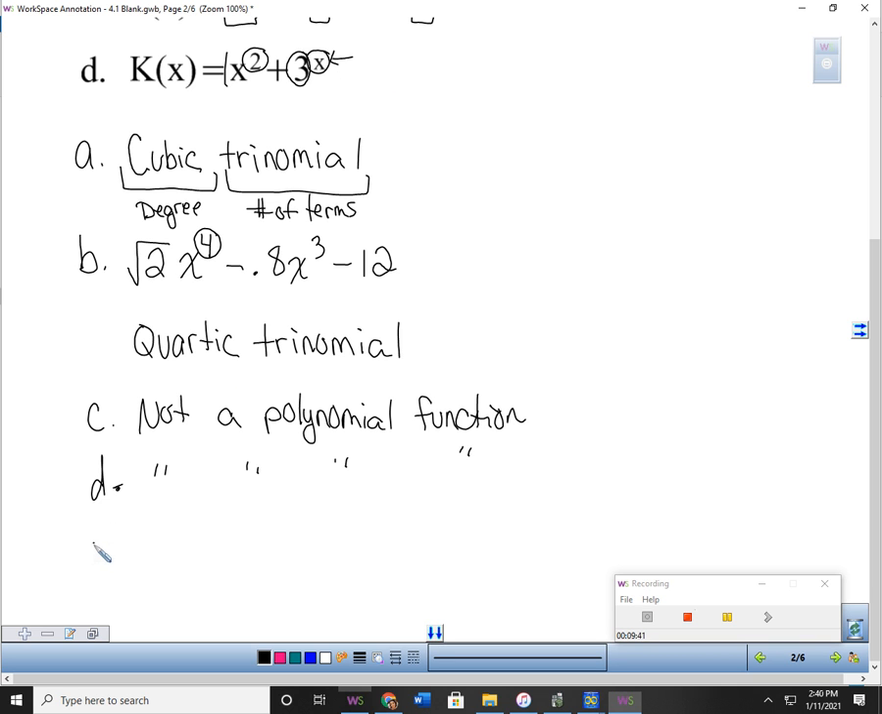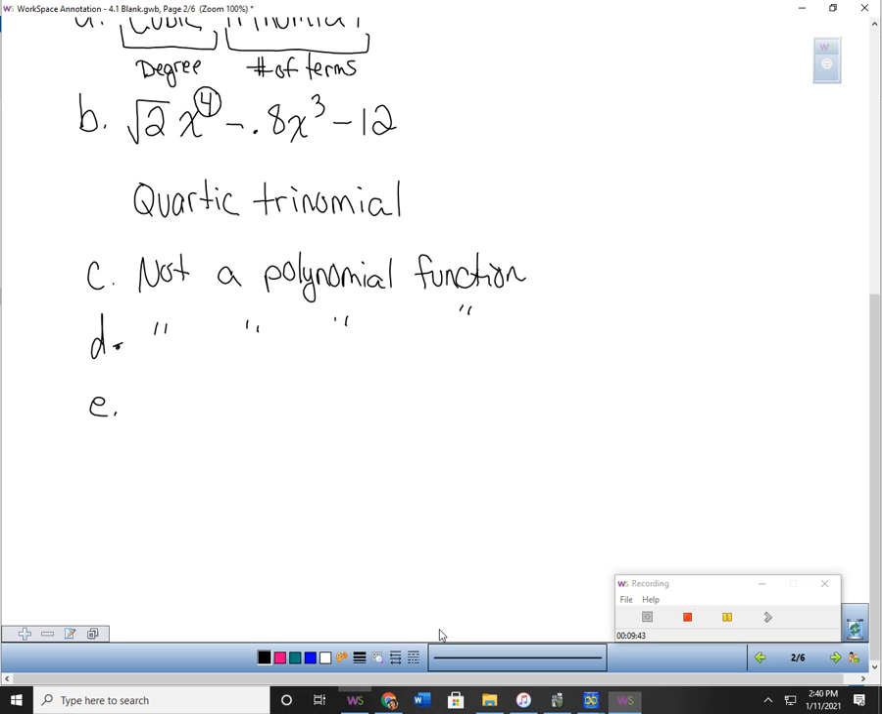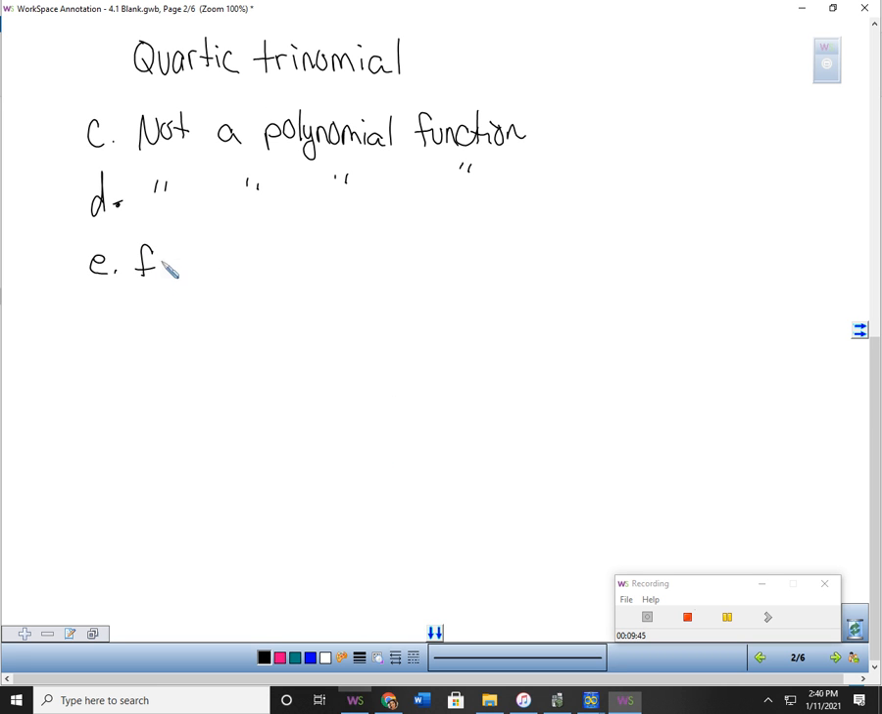All right, and I'm going to add a couple more down here. I'm already going to put these in order, though. Just know they are polynomial functions. We're just going to practice the degree part.